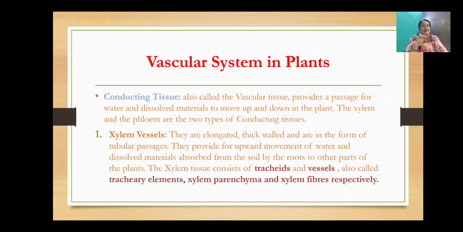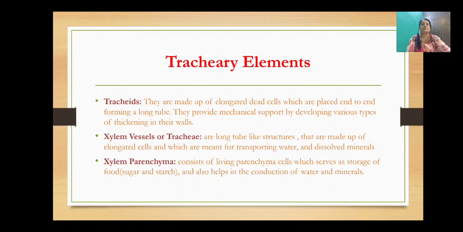Now since xylem is also a tissue, and every tissue is made up of a group of cells, similarly the xylem tissue is made up of tracheids and vessels. They are also called tracheary elements, xylem parenchyma and xylem fibers respectively. So these are the three different kinds of cells that make the xylem.